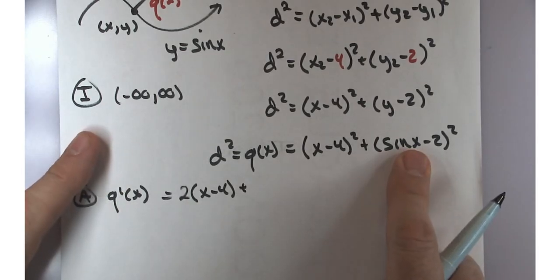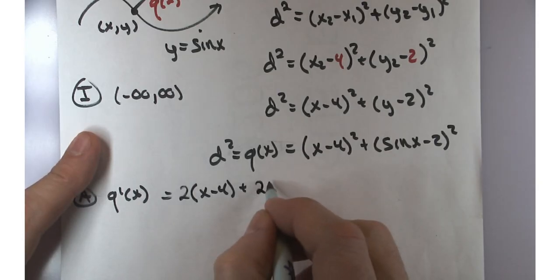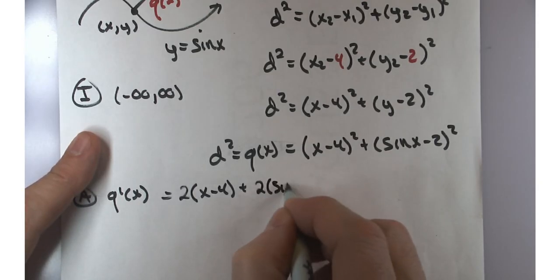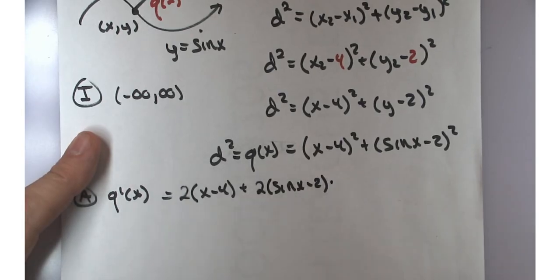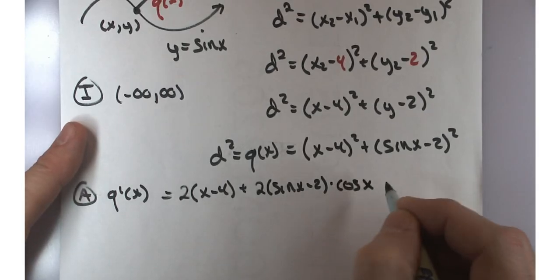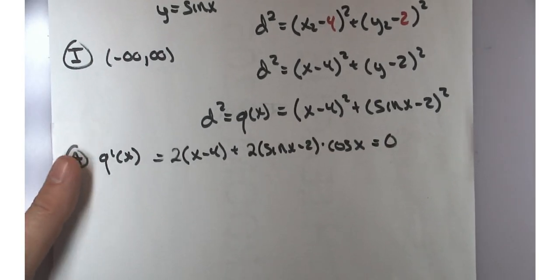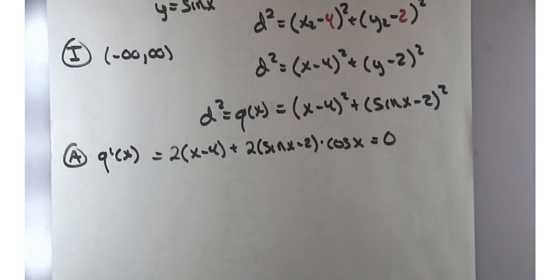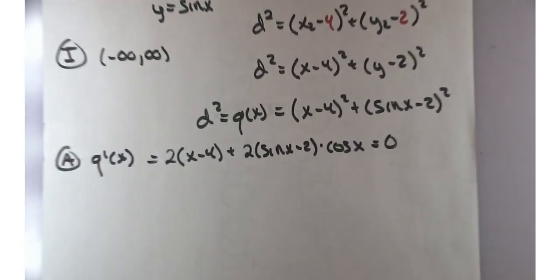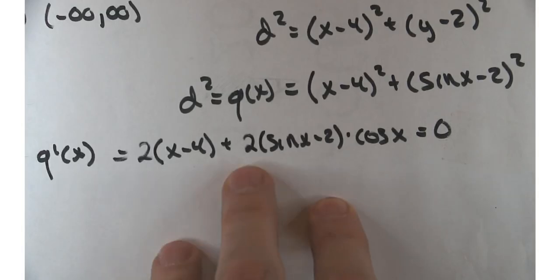Keegan, how about this one? What's going to happen when I differentiate that one? 2 times parentheses sine x minus 2, times cos x. Yeah, times the cosine of x. Nice. And we want to figure out where that thing is equal to 0. Now, I don't think we're going to be able to solve this like factoring a polynomial or solving a regular trigonometric equation. So we're going to use a little technology here to help us out. But are we okay with our derivative there?